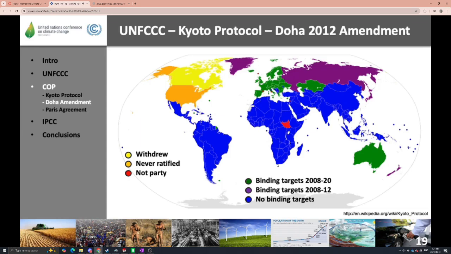When you look at this map, it immediately pops out that the biggest emitters, the US and China, and some of the countries with quickly growing populations like India and Nigeria, did not have any targets. So this was definitely not enough for fighting climate change in a meaningful way, given that this is a global issue.